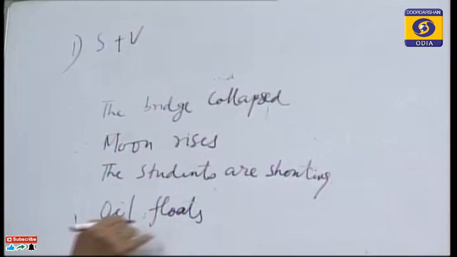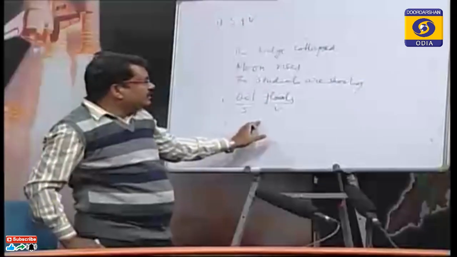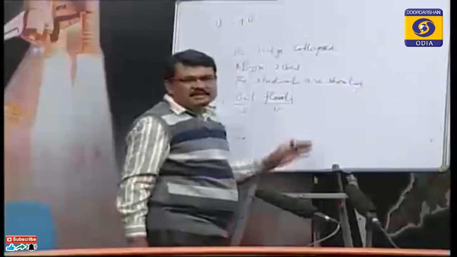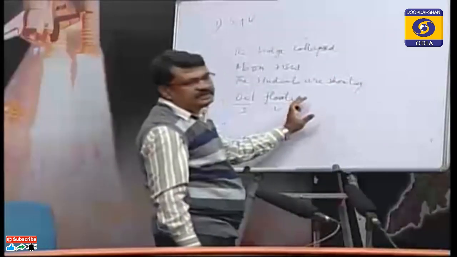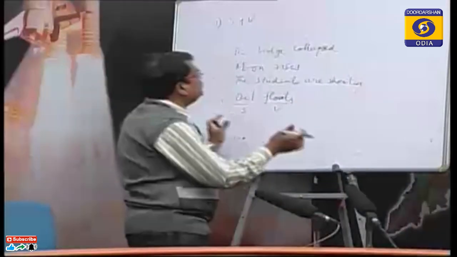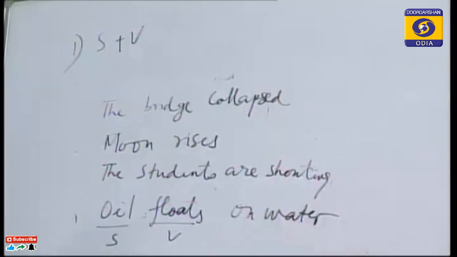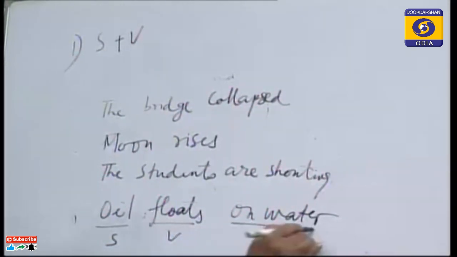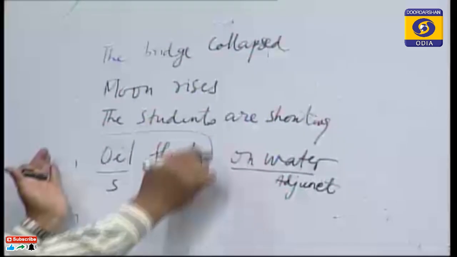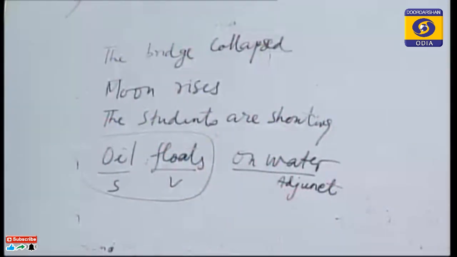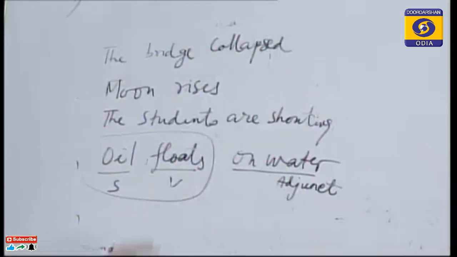That means this is subject, this is verb. The sentence is okay, oil floats. And you can extend this sentence by using an adjunct, which is not an essential structure or the basic structure, that is an optional item. Oil floats on water, like this. So on water is an adjunct. But oil floats, this is the basic structure. The sentence is grammatical, oil floats, is it not?